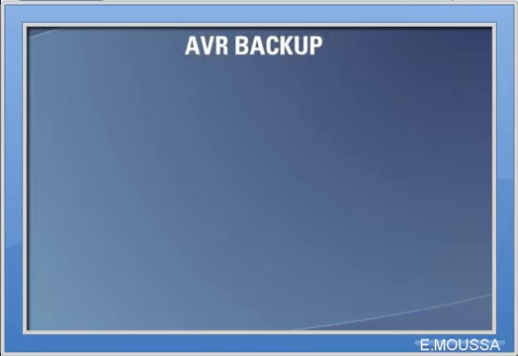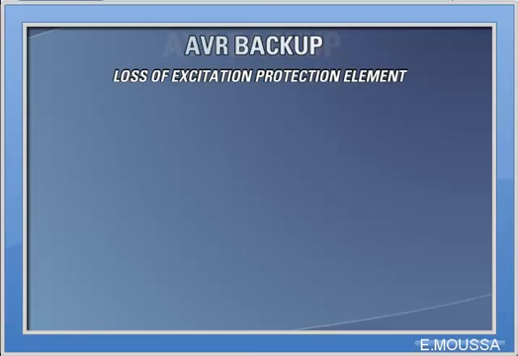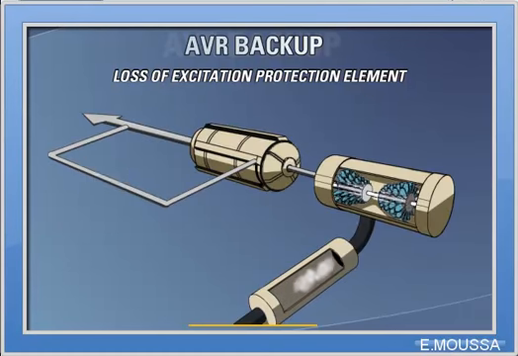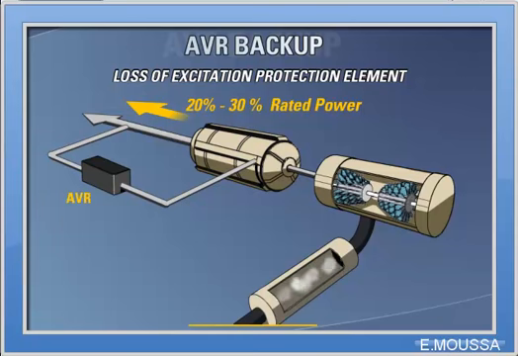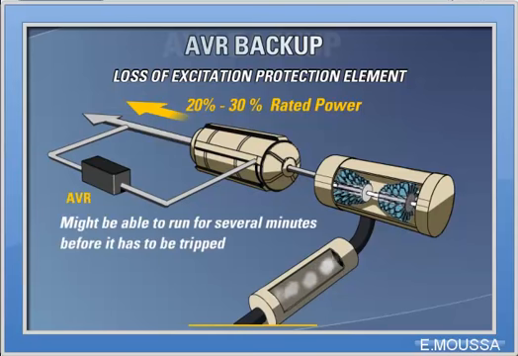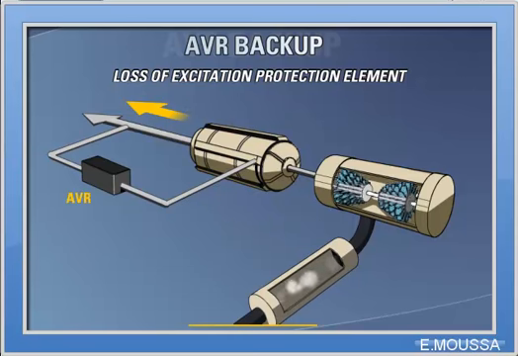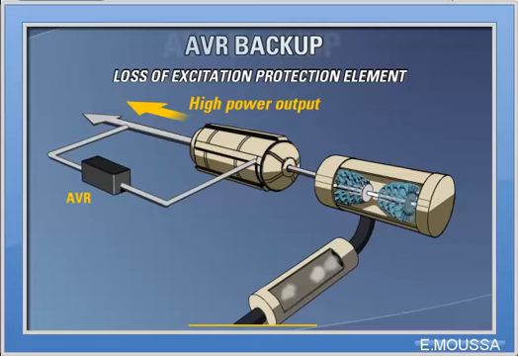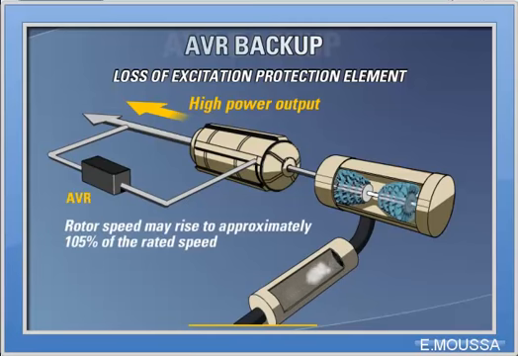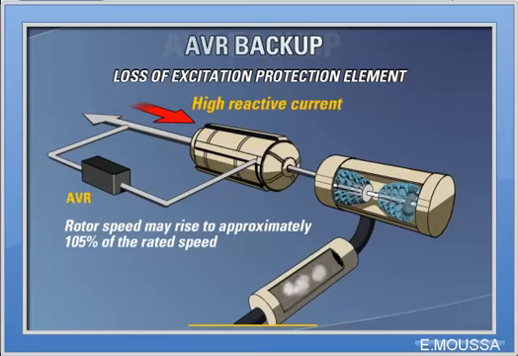The next three elements we will discuss are the backup elements for the AVR. The first element is the loss of excitation protective element. If the generator is initially operating at only 20 to 30% of rated power, and with loss of excitation, it might be able to run for several minutes before it has to be tripped. There might be sufficient time for remedial action to restore the excitation. If loss of excitation occurs when the generator is operating at high power output, the rotor speed may rise to approximately 105% of the rated speed. In such a situation, it would draw a high reactive current from the power system. In this case, a rapid automatic trip is required to protect the stator windings and rotor.